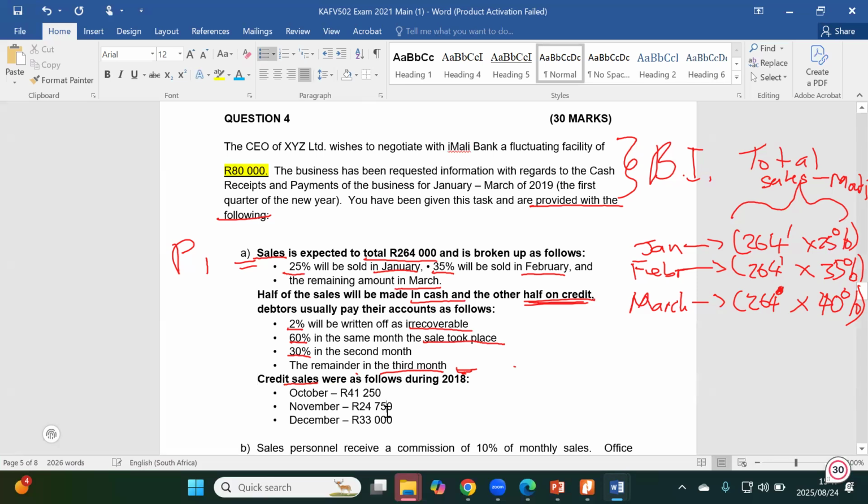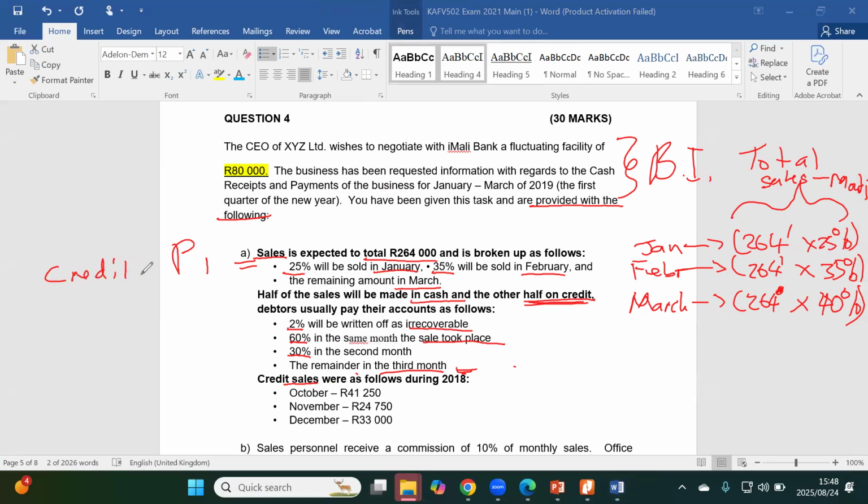this information is necessary because some of the credit sales are collected in the second month after the month of sale, some in the same month of sale and so on, and then the remainder in the third month. So now I want to bring an analysis of credit sales collections. What I want to show you now is the credit. Sorry, if you may allow me, let me just clear this.